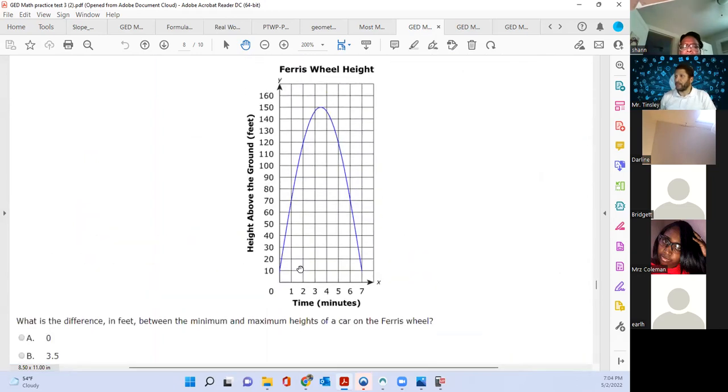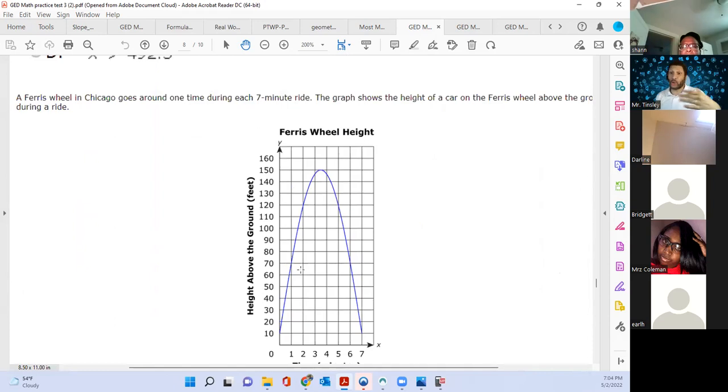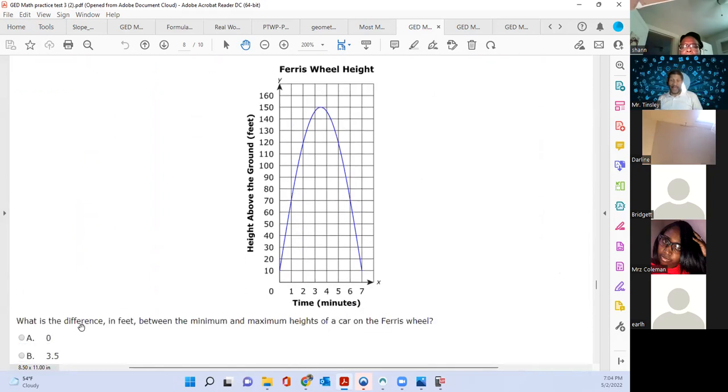What is the difference between the maximum and minimum? They give you this whole graph, this whole paragraph, but all they're asking is what's the difference between the maximum and minimum? So if I look at this graph, this is supposed to be an easy problem because the one before that was hard. What's the maximum here? What number is the maximum? 150. What's the minimum? 10. What's 150 minus 10? 140. Easy problem.